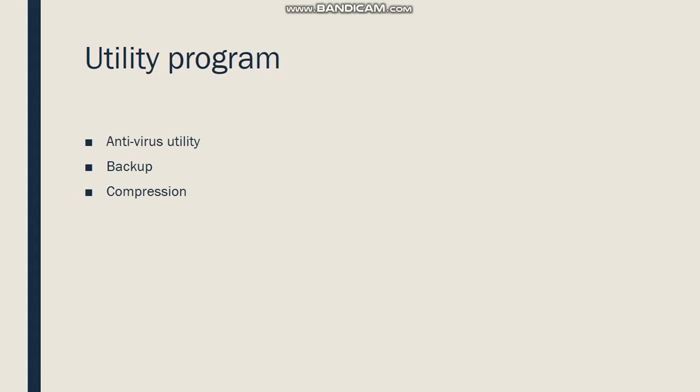First one is antivirus. It provides protection to your computer against virus attacks. This includes tools to recover lost files and protect your machine against system failure. So the antivirus utility program will also provide a tool to recover your lost files and can protect your machine from system failure.